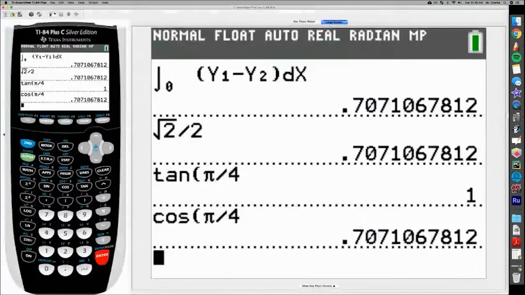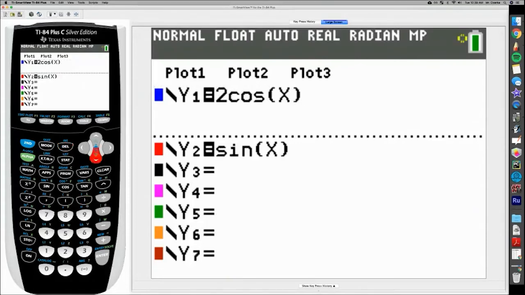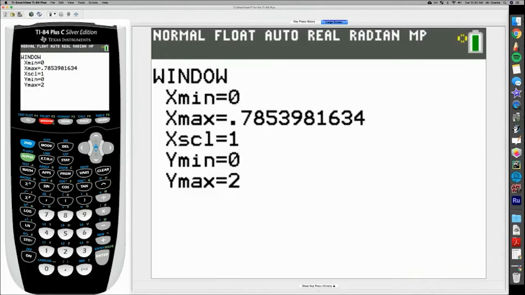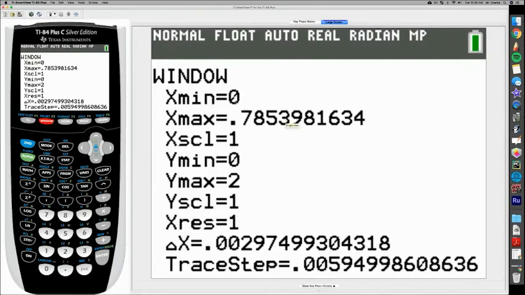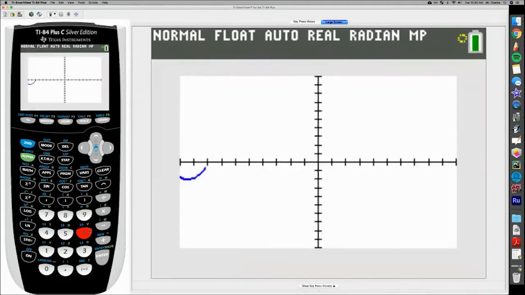We'll definitely need a calculator for this. All right, so we are going to graph 2 cosine x. Okay, and then x squared minus 1. Now this one we have no idea what to do with the window. I don't know if it's from 0 to pi over 4. It's probably not. Actually, I know it's not because I made these problems. So I'm just going to do zoom 6. Zoom standard just fits it on the screen.